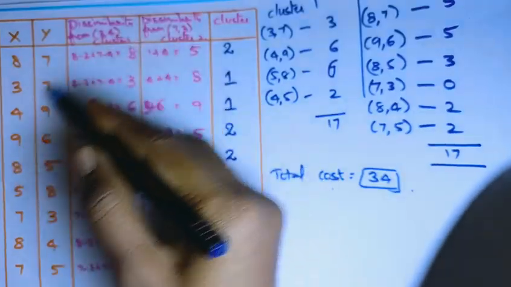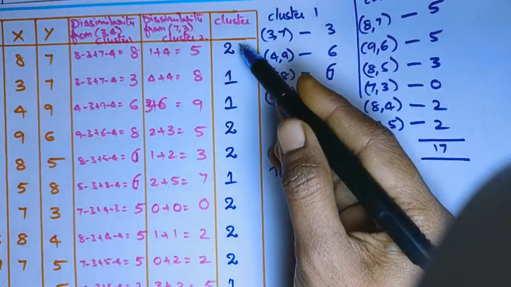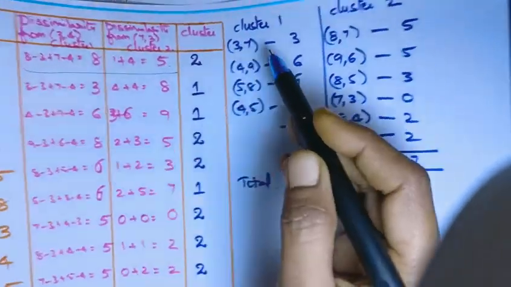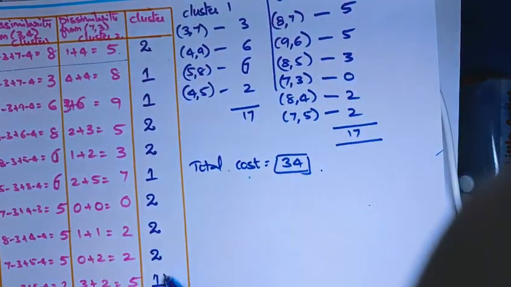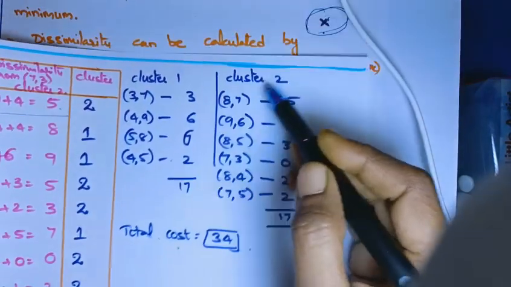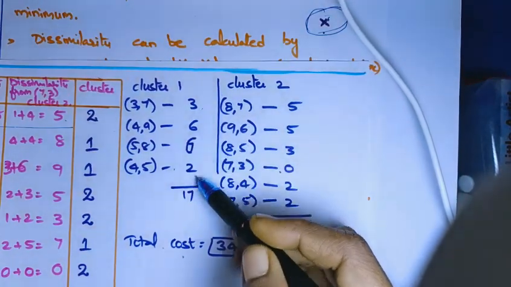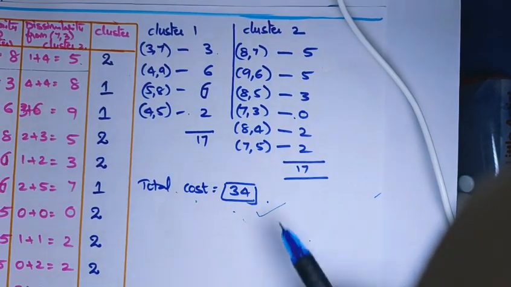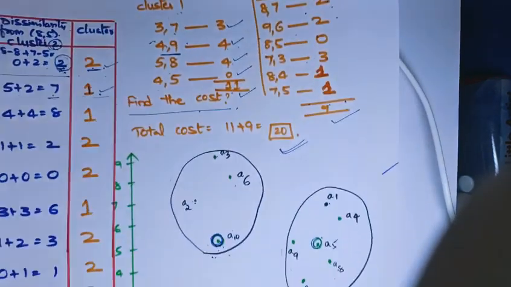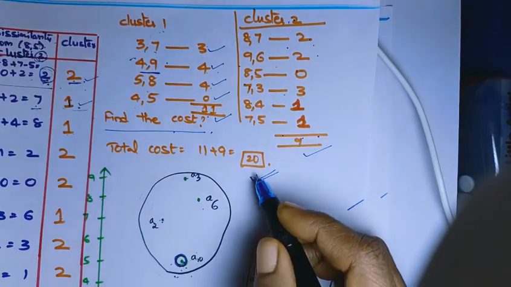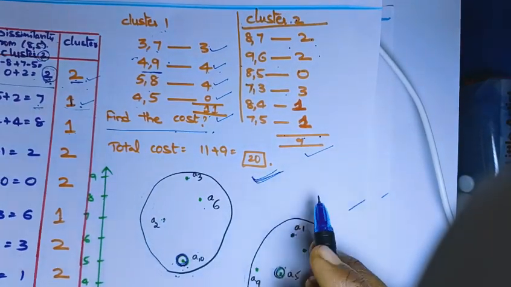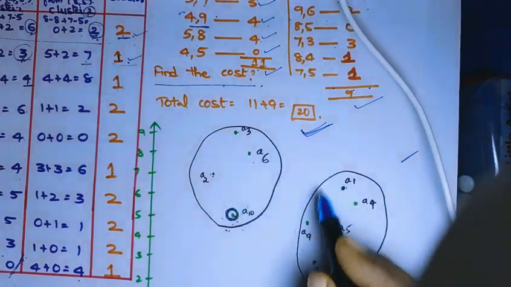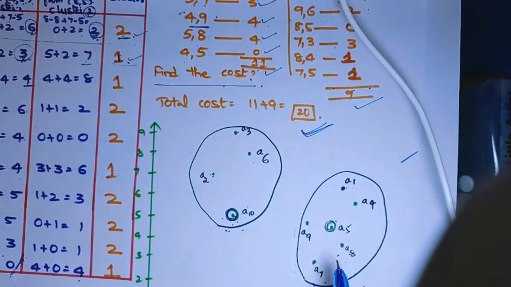You need to calculate the distance from each data point. Again, for each row, whichever is the minimum you need to consider. Next you need to find the cluster 1 data points and cluster 2 data points, and again calculate the cost. After calculating the cost, you are getting 34 here. In the previous iteration we got the cost as 20 only, so this one we need not consider as centroids. The previous one only I am going to consider as the centroids.